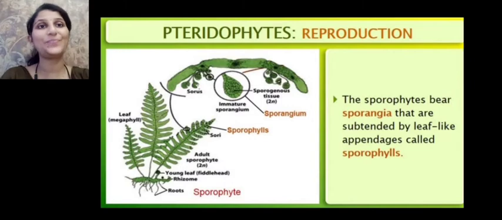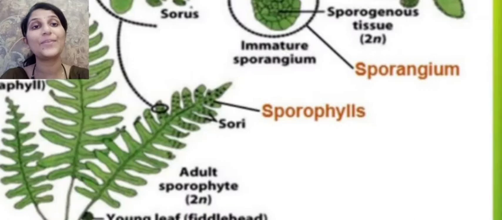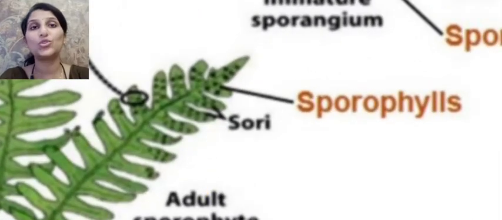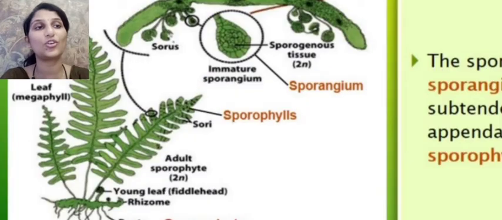About the reproduction in pteridophytes. The plant body is a sporophyte. We know sporophytes are diploid, and here the sporophyte is photosynthetic and free living. The function of the sporophyte is to produce spores. The spores are produced in a specialized structure called sporangia. We would have seen certain black colored dots at the basal level of the leaves of the pteridophytes. These are the spores produced inside sporangia.